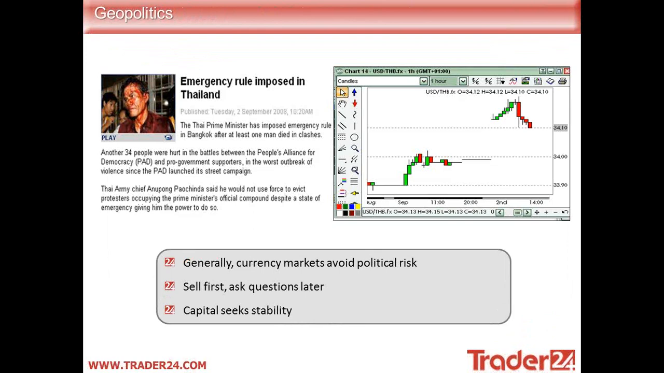As I've got here, just a couple of key points. Generally, currency markets avoid political risk: sell first, ask questions later. So they tend to get out as quickly as possible if there is any big political risk on the horizon.